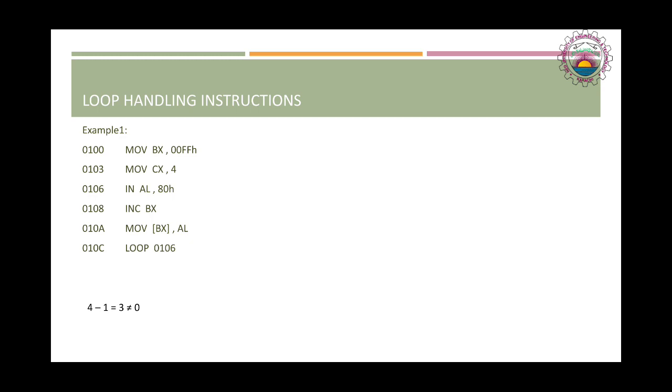So at 106 offset you are having IN instruction. Another byte is taken input from port address ATH into AL. Increment BX will be changing BX to 101. Now next byte taken input from port address will be stored at 101 offset address within data segment. Now again loop instruction. So CX is having 3 minus 1 equal to 2, that is not equivalent to 0. So loop will continue and loop will take you to the offset 106.